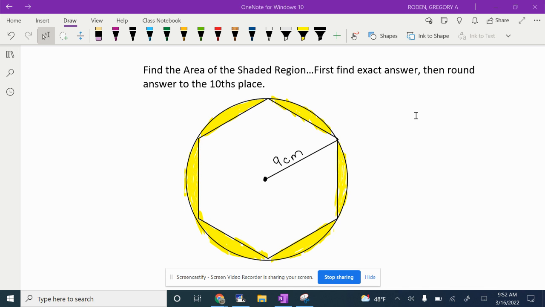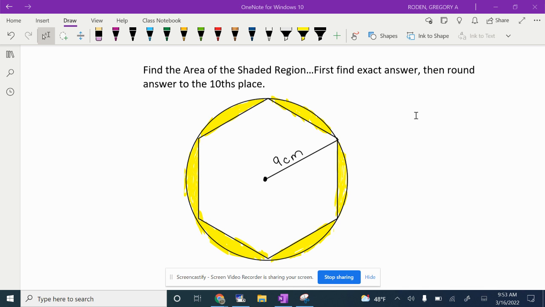30, 27. I think I did this. I don't know what the exact answer would be. I'd say it's at least 9. It's going to have a pi. It may not have a square root, but it's definitely going to have a pi.